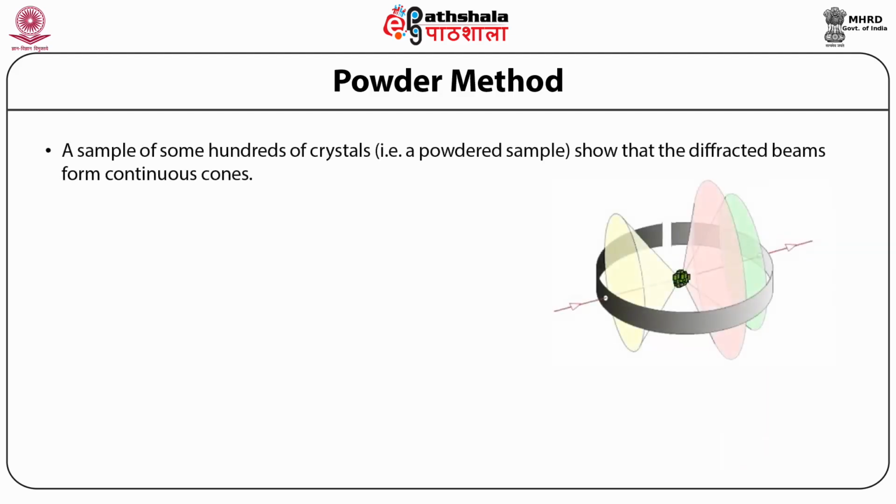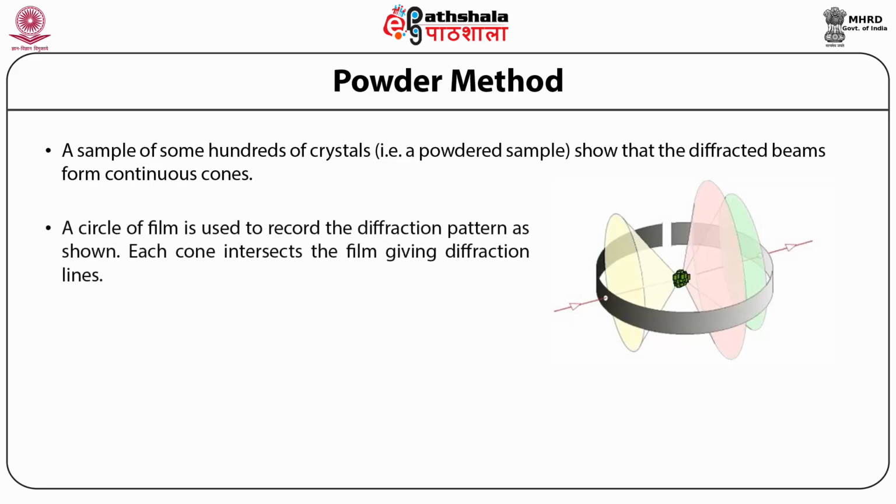A sample of some hundreds of crystals, that is, a powder sample, shows that the diffracted beams form continuous cones. A circle of film is used to record the diffraction pattern, as shown in the slide. Each cone intersects the film, giving diffraction lines. These lines are seen as arcs on the film.